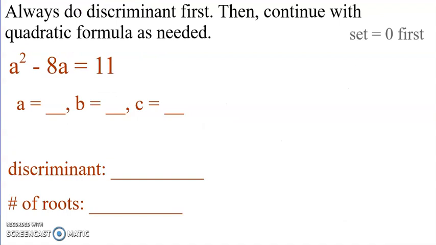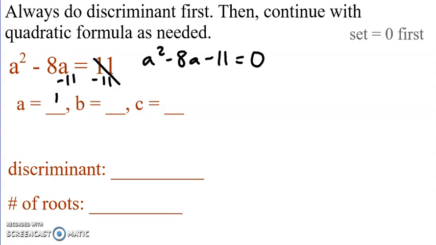So, next example. Remember to always pause the video and try it yourself before taking a look at the answer. So this one, I do not have my equation equal to 0. So we need to subtract 11 on both sides. So we're going to get a squared minus 8a minus 11 equals 0. And now I have the correct a, b, and c values: 1, negative 8, and negative 11.